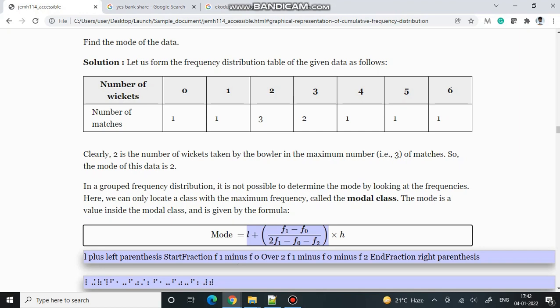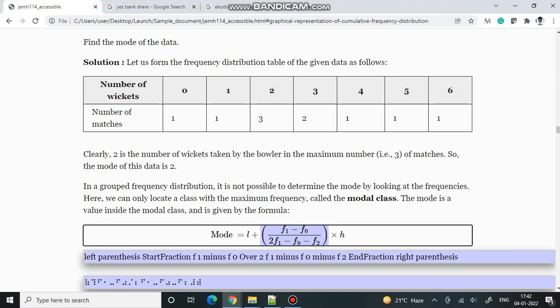Now if I press the down arrow again, it took me to the L plus, then it will take me inside the fraction if I press the right arrow again. "Left parenthesis start fraction F1 minus F0 over 2 F1 minus F0 minus F2 end fraction right parenthesis."